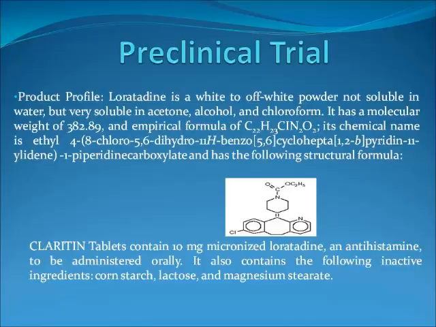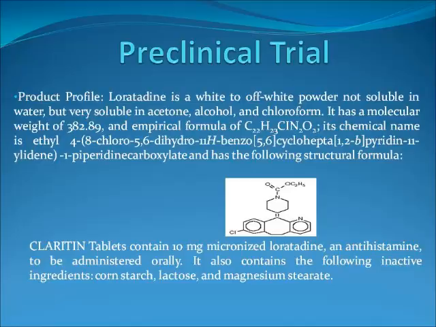In preclinical pharmacology, we have the following points. We have a product profile, mechanism of action, animal model data, which include efficacy, pharmacokinetic data, and toxicity. Also, we have IND package studies, and finally, we have pharmaceutics, dosage forms, and route of administration. So let us begin with the product profile.